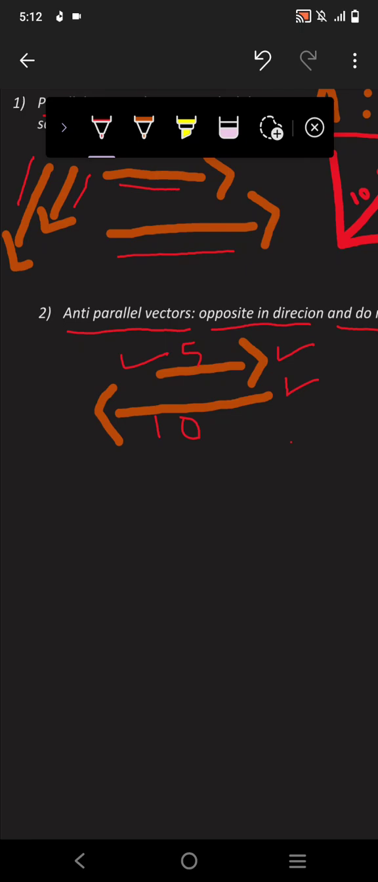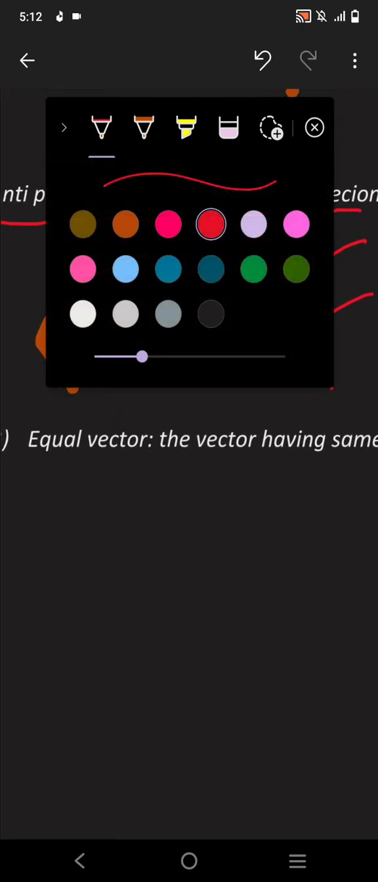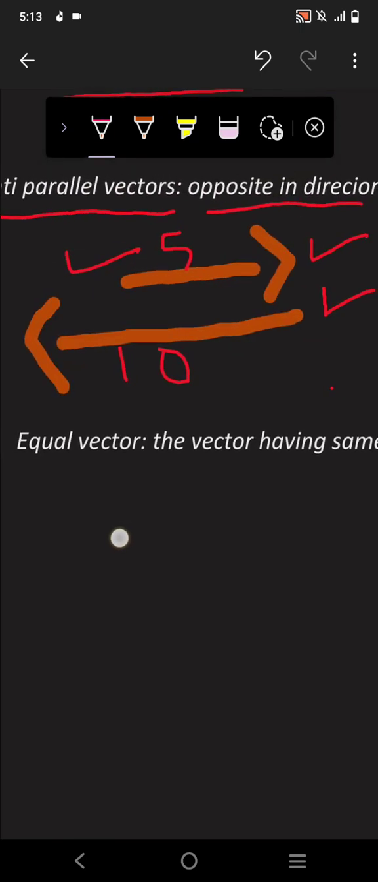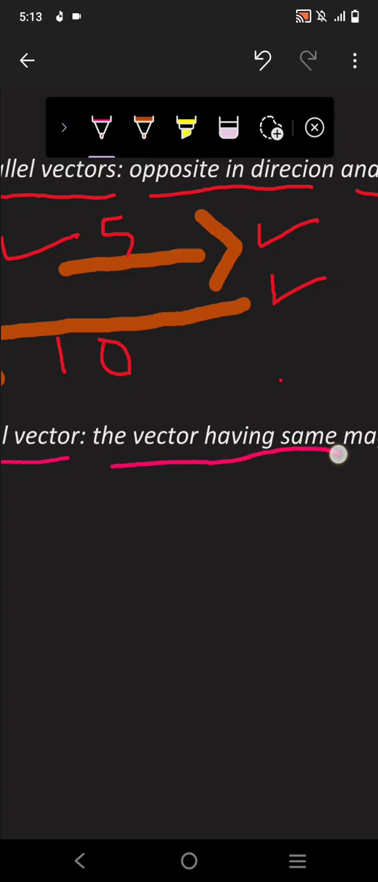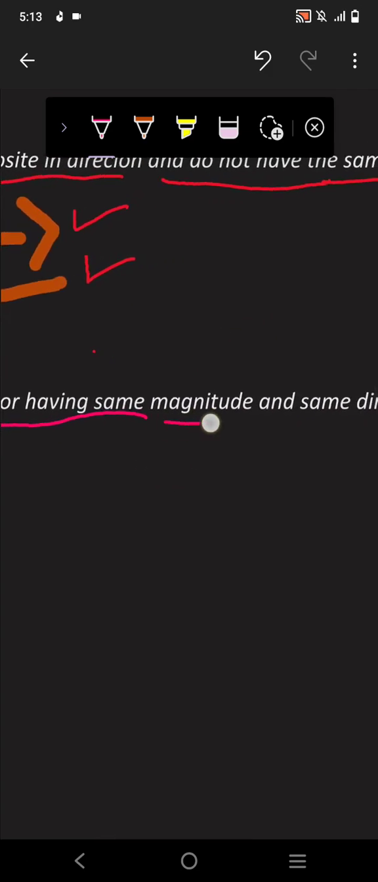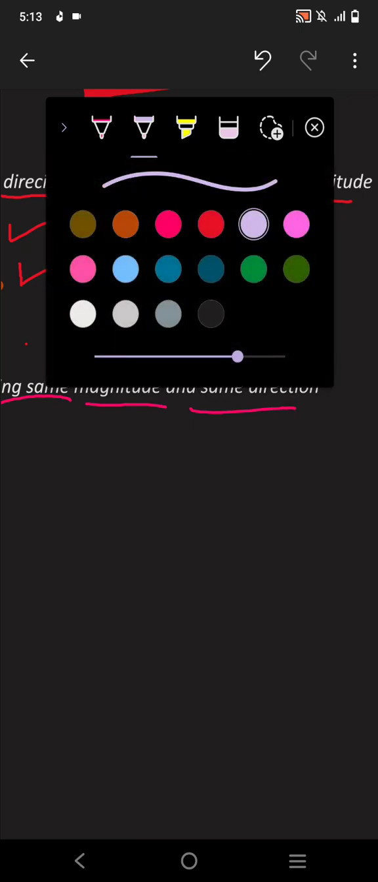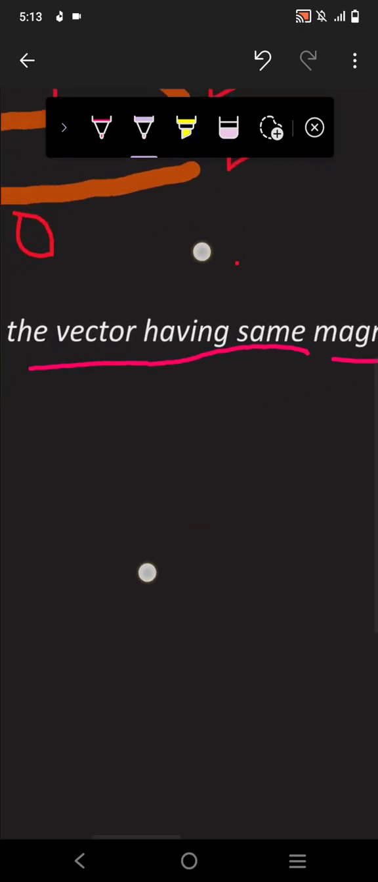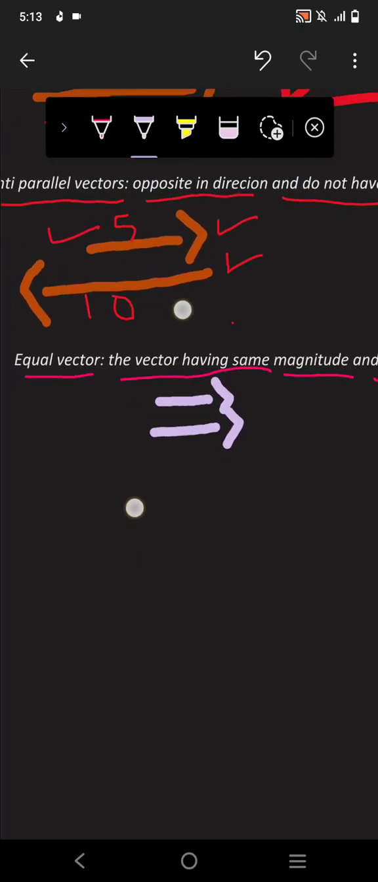Alright guys, so we have another type of vector that is known as equal vectors. Let's just read the equal vector. Equal vector is the third type, the vector having the same magnitude and the same direction. It would be quite easy. The vectors have the same magnitude and the same direction. So this vector is known as equal vector. I hope that is clear.